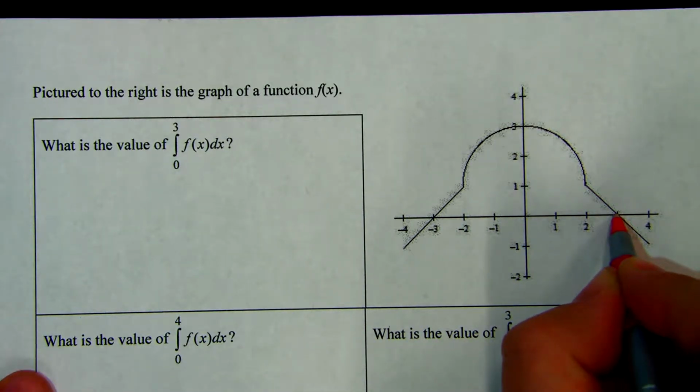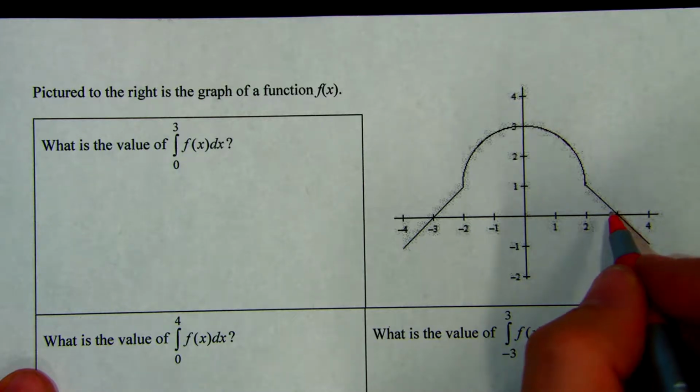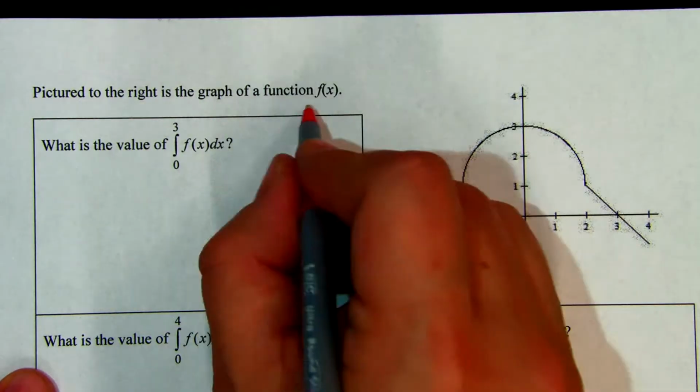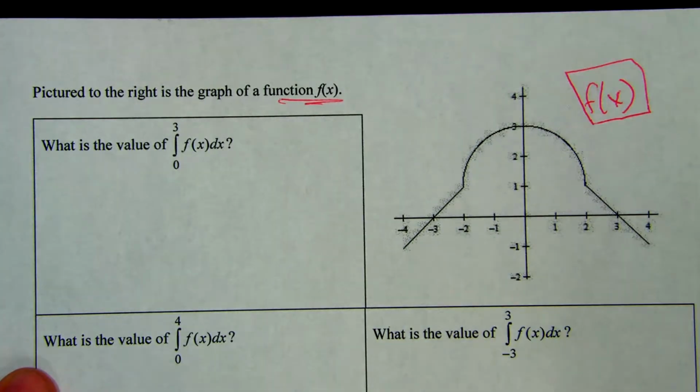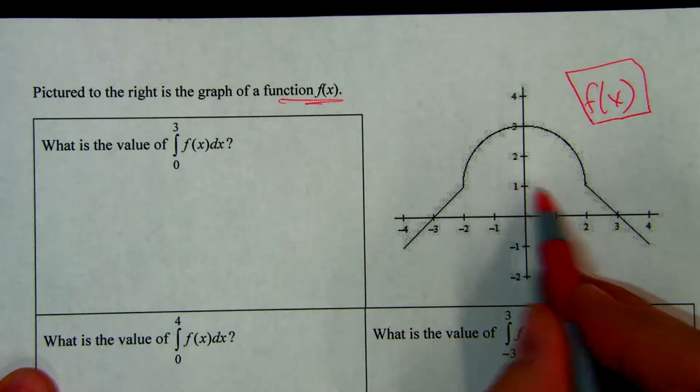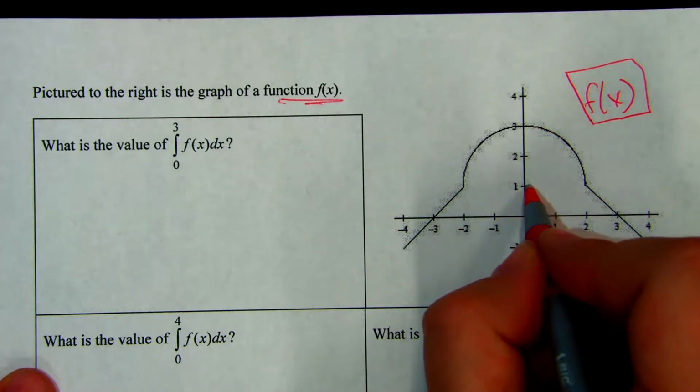Well, in order to do that problem, I'm just trying to find the area, right? Because they're giving me a graph of f of x. It tells me right here. I'm going to write that so I don't forget, this is f of x. I'm going from 0 to 3. Well, what do I have here? I'm just going to do some geometry.